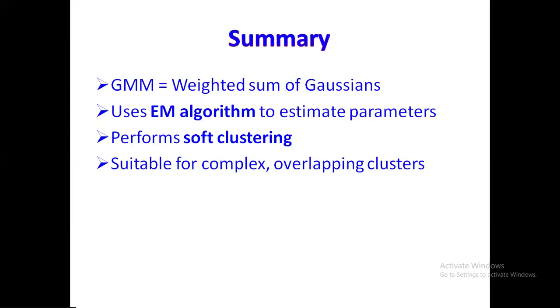Coming to the summary, Gaussian mixture models are a flexible and powerful tool for modeling complex data distributions using multiple Gaussian components. The EM algorithm effectively estimates the model parameters by iteratively assigning probabilities and updating estimates. GMMs perform soft clustering and are well suited for real world problems where data distributions are not easily separable. Their ability to handle uncertainty and overlapping clusters makes them widely applicable in both supervised and unsupervised machine learning contexts.